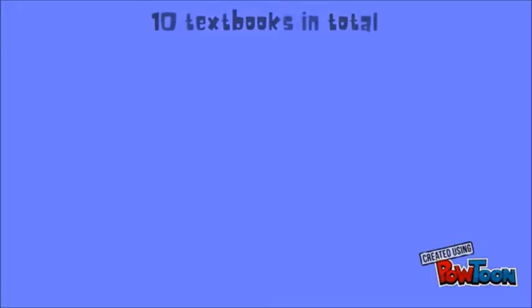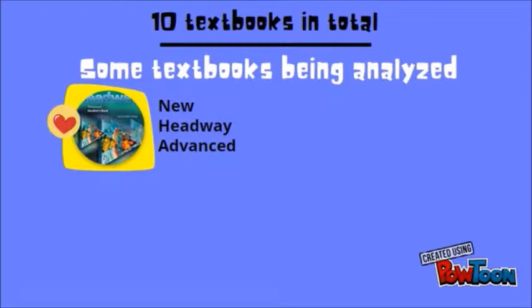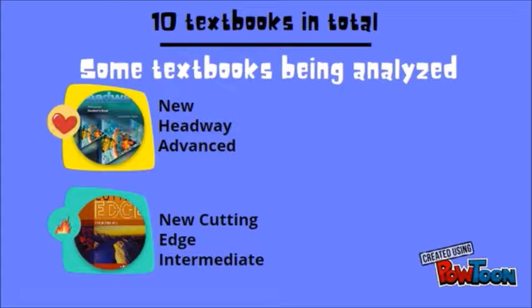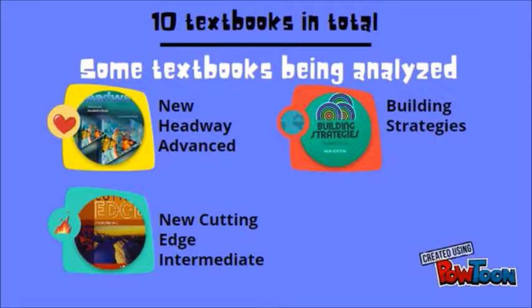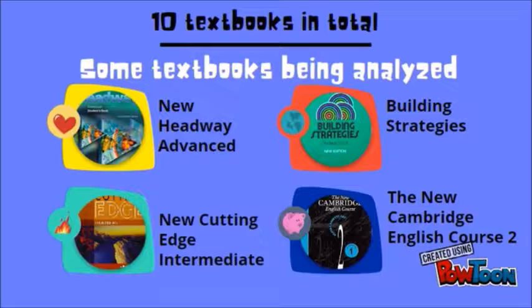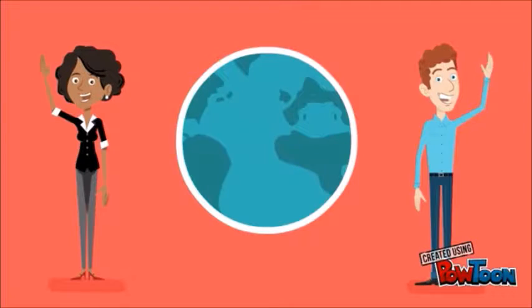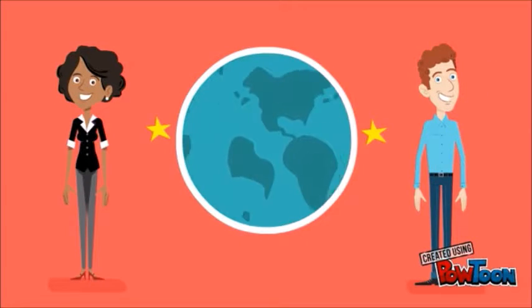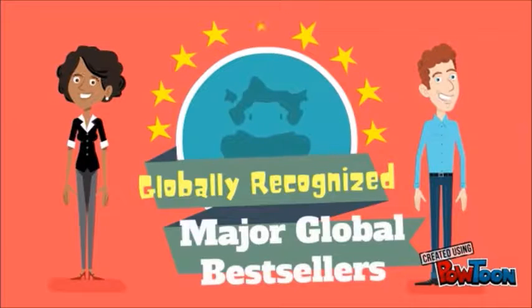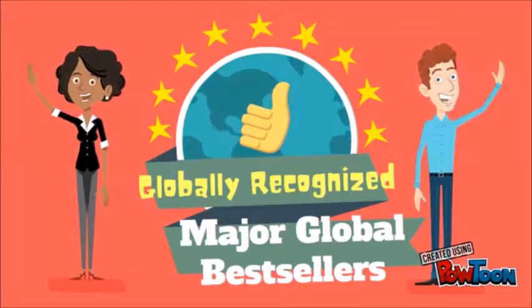In total, there were 10 textbooks used for the analysis. Some of those are New Headway Advanced, New Cutting Edge Intermediate, Building Strategies, and the New Cambridge English Course 2. These textbooks have been selected because they are globally recognized as major global bestsellers.